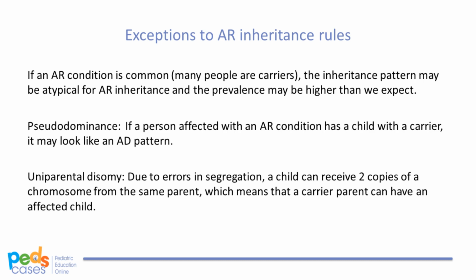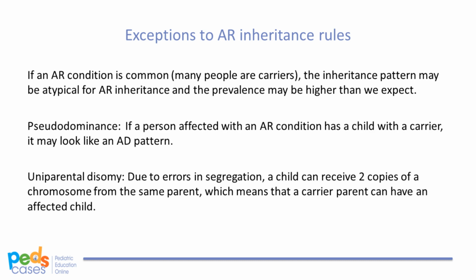In this case, the pattern of affected individuals in a family may mimic the inheritance of an autosomal dominant condition. This is called pseudodominance. This occurs when an affected person has a child with a carrier of the autosomal recessive condition. Another notable exception to these general rules is that of uniparental disomy.